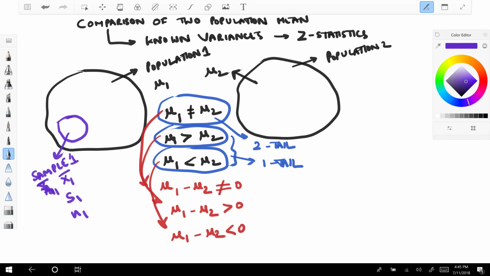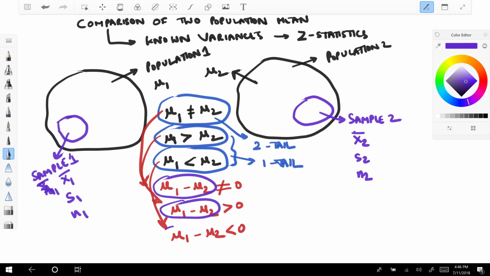Similarly, if we take a sample from population 2, so this is sample 2, the statistics are represented by x2 bar, S2 the sample standard deviation, and N2. One thing is we have mu1 minus mu2 in all three cases. As we learned previously, x1 bar can be used as an estimator for mu1. So sample mean can be used as an estimator for population mean. Similarly, x2 bar can be used as an estimator for mu2.